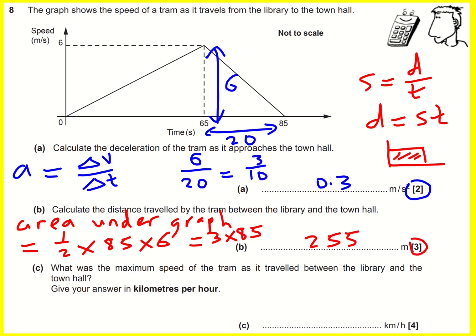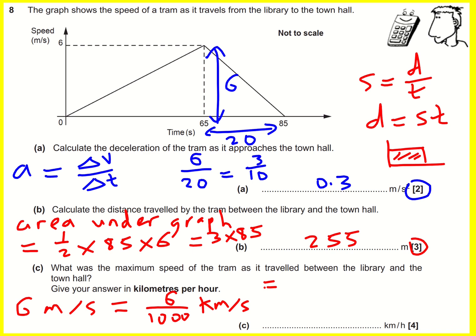What's the maximum speed of the tram? Well, it's 6 meters per second, but now we have to change this to kilometers per hour. So let's take our time. First thing I'm going to do is change it to kilometers per second. So for that, I would divide by 1,000, because that's how you go from meters to kilometers. So that's kilometers per second.